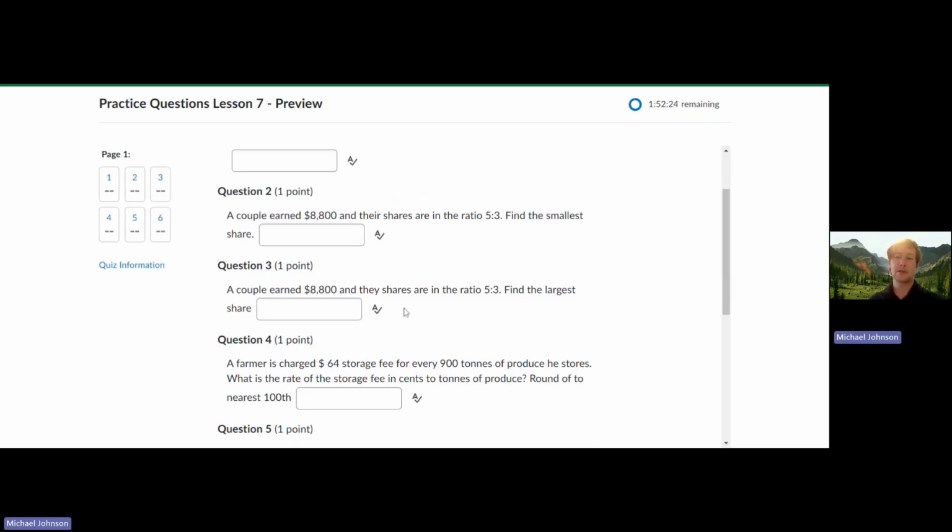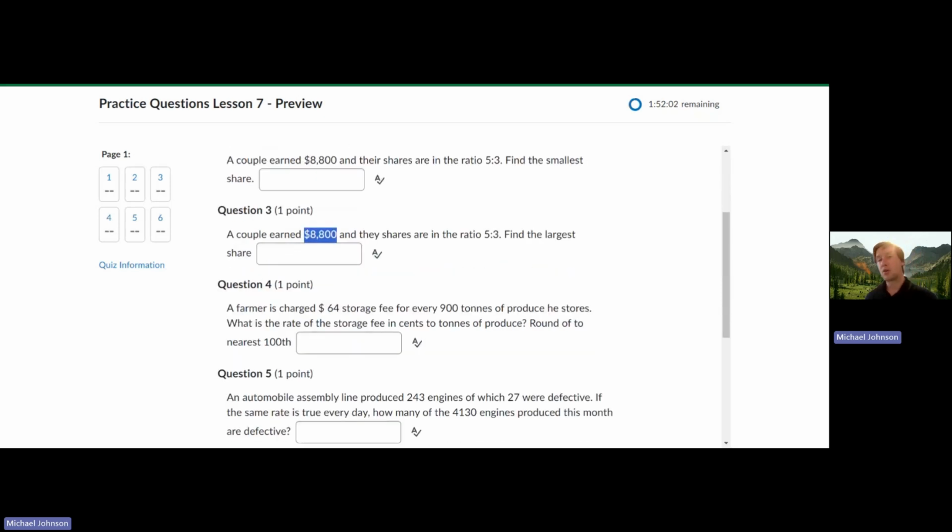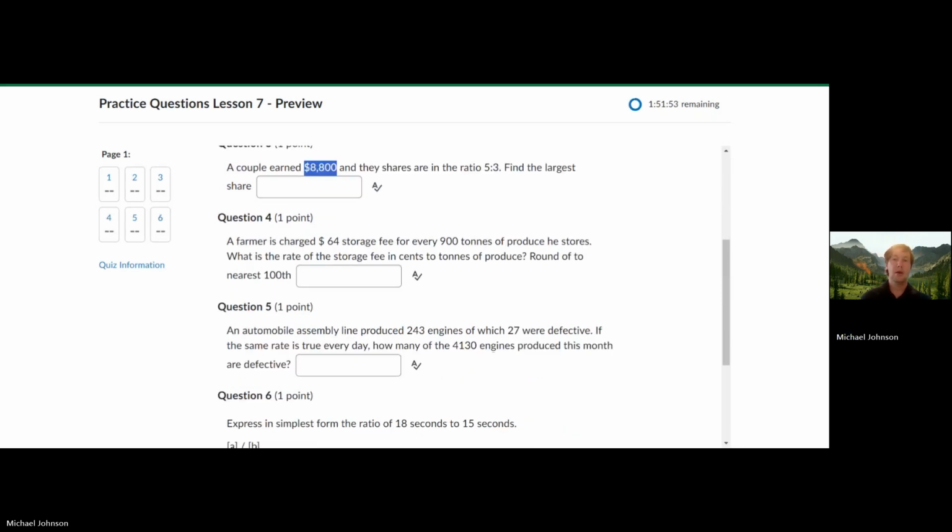And then for question 3, it's the same way. So take this 3, divide it by the 5 plus 3, and then multiply it by 8,800 to get the smallest. And then to get the largest, you would do 5 divided by 3 plus 5, and then multiply by 8,800 to get the largest share. So for the largest share, it would be 5 on the top instead of 3. So 5 divided by 3 plus 5, and multiply by 8,800.